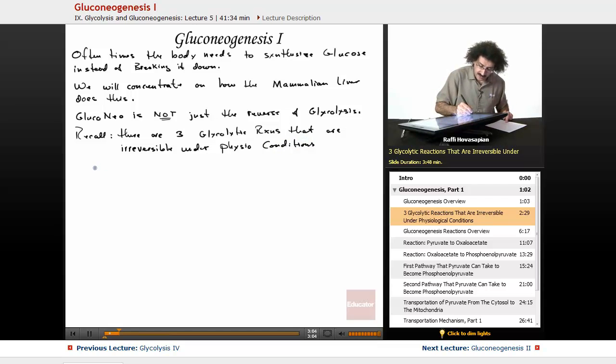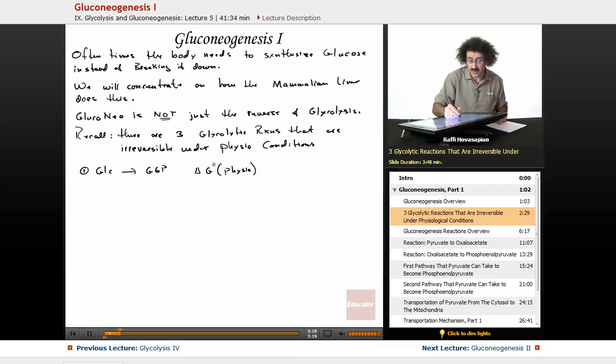Okay, so let's go ahead and list what they are. The first one, we have glucose going to glucose 6-phosphate. We had a delta G, and in parentheses, I'll just write physio delta G. And notice there's no standard, no degree sign, so these are actually under physiological conditions, not biochemical standard conditions. So negative, somewhere in the range of negative 33 kilojoules per mole.